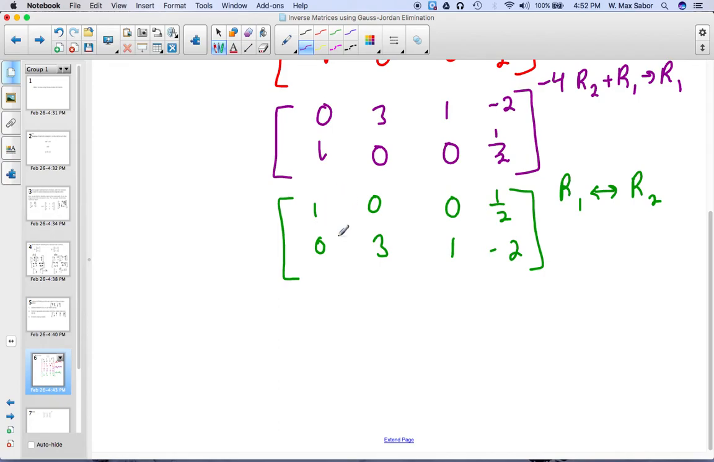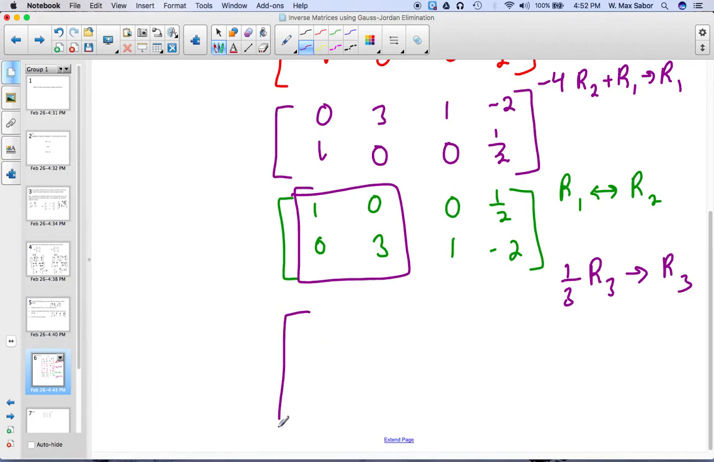Or, sorry, we are in reduced row echelon form, but we want this to be the identity matrix. So this is not yet the identity matrix. We need to divide the second row by 3. And when we divide the second row by 3, then we will have the identity matrix on the left. The first row stays the same. And we divided the second row by 3, so this becomes 1/3 and -2/3.